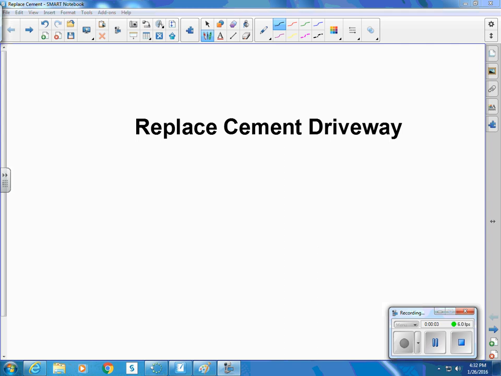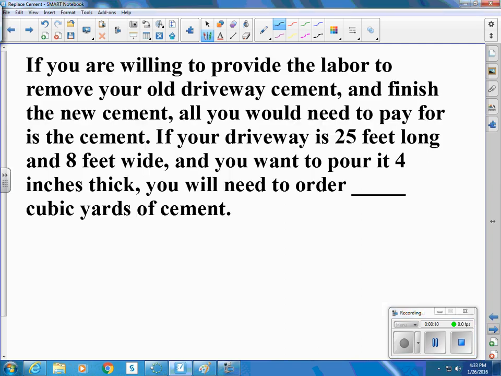This video clip explains how to calculate costs for buying the cement to replace a driveway. If you're willing to provide the labor to remove your old driveway cement and finish the new cement, all you would need to pay for is the cement. If your driveway is 25 feet long and 8 feet wide and you want to pour it 4 inches thick, you will need to order how many cubic yards of cement?